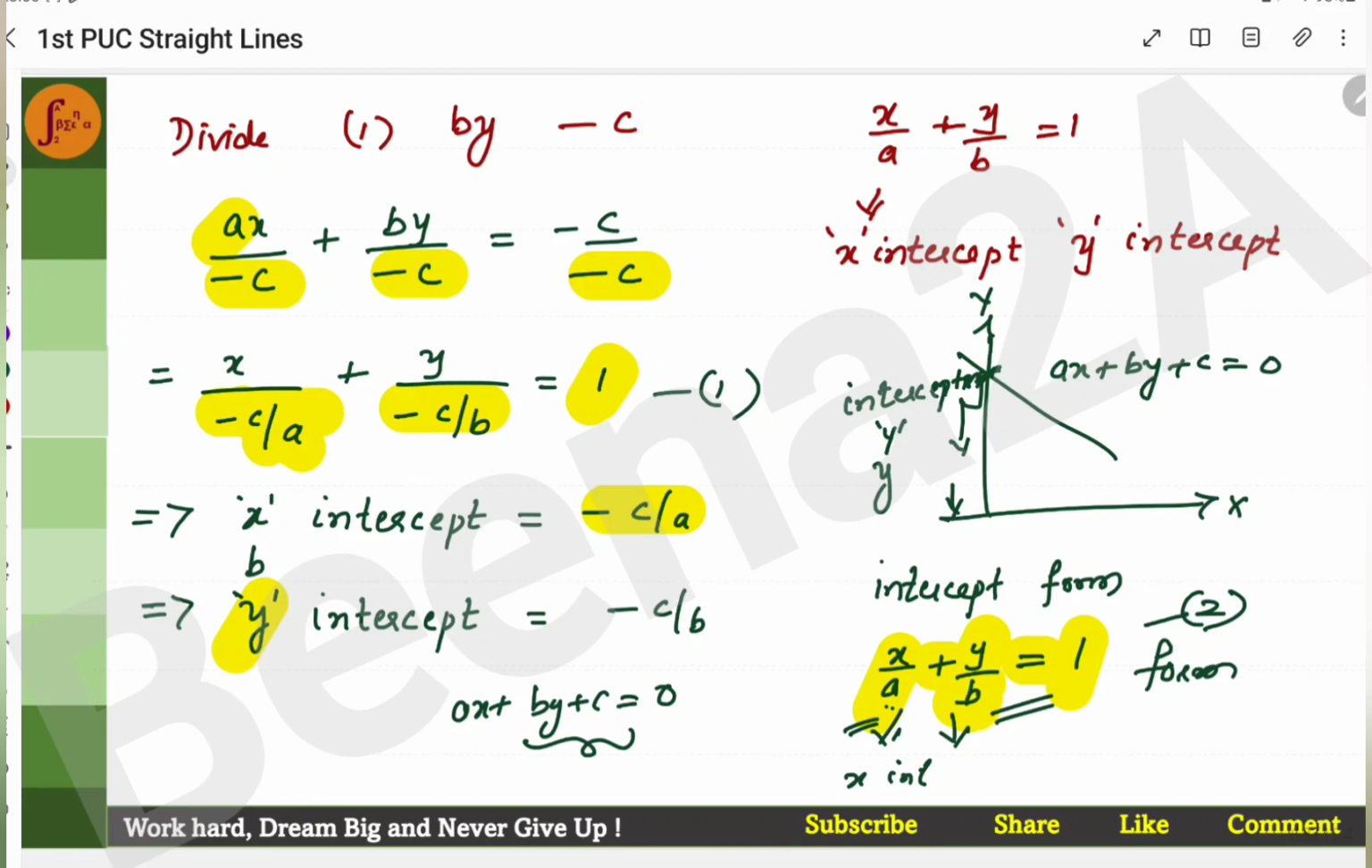B is nothing but the y-intercept. This y-intercept is nothing but minus c by b. Basically, we are comparing this equation with the intercept form of the equation, so that we can get the intercept values. We can get the x-intercept and we can get the y-intercept. So now if you notice, the x-intercept is minus c by a and the y-intercept is minus c by b.